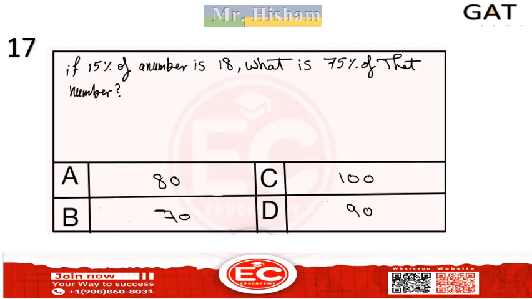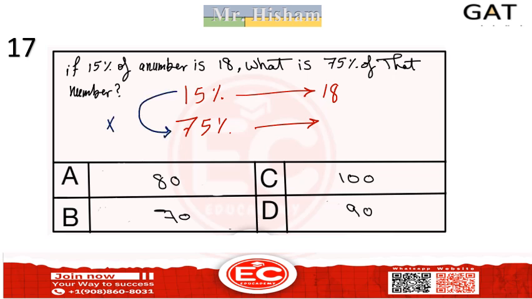15% of a number is 18. 15% gives 18. So what is 75% of the same number? All you have to do, from 15 to 75, is multiply by 5. So I need to multiply 18 by 5. And 5 multiplied by 18 is equal to 90. So the right answer is D.